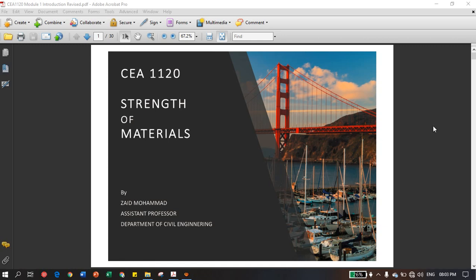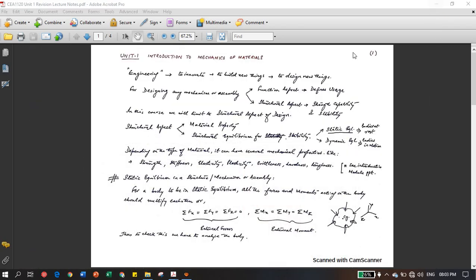So let's start our course. That is basically your strength of materials, and let's revise some basic principles. As you have my notes that I have also provided on Google Classroom. So let's start. What is engineering basically? The meaning of engineering is to innovate or to build new things.